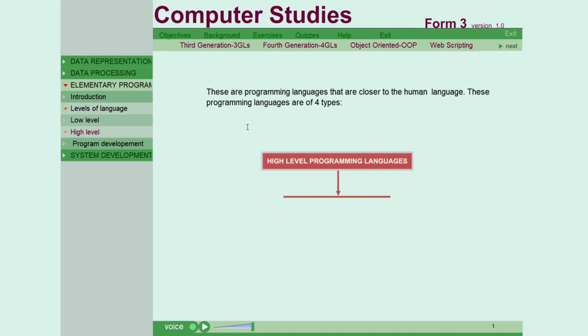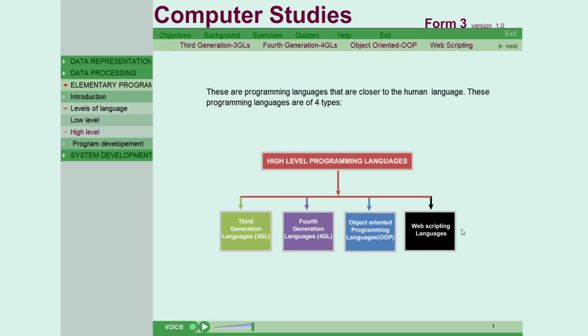High-level languages. These are programming languages that are closer to human language. These programming languages are of four types: third-generation languages, 3GLs, fourth-generation languages, 4GLs, object-oriented programming languages, OOP, and web scripting programming languages.